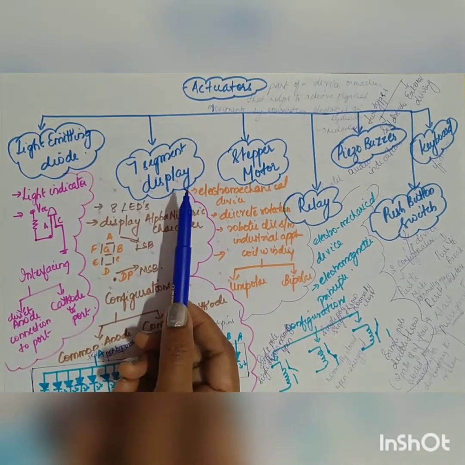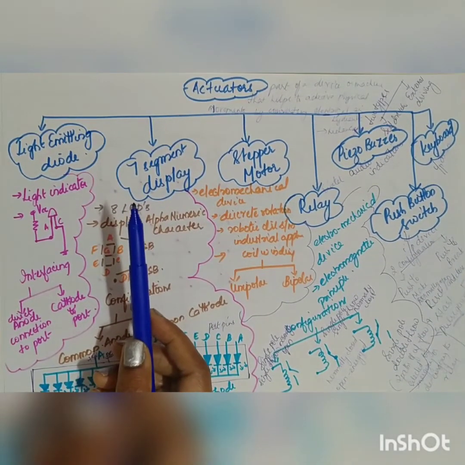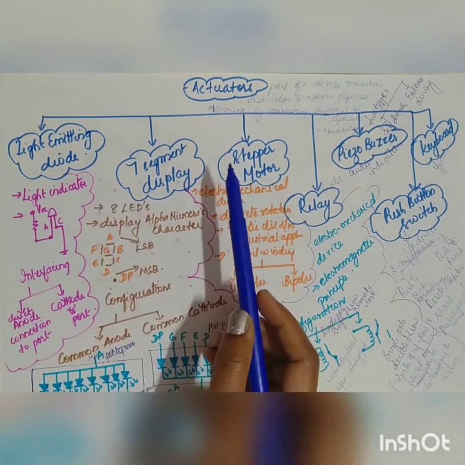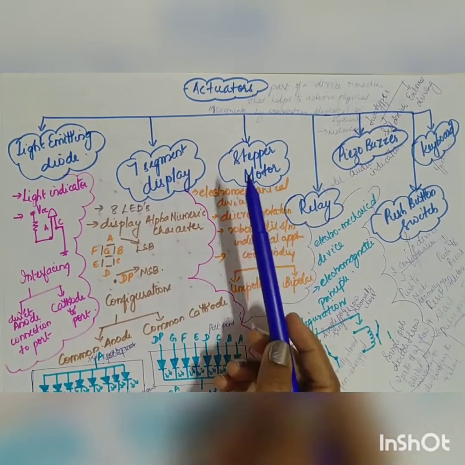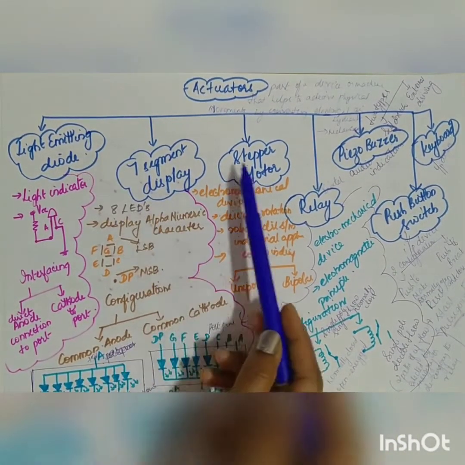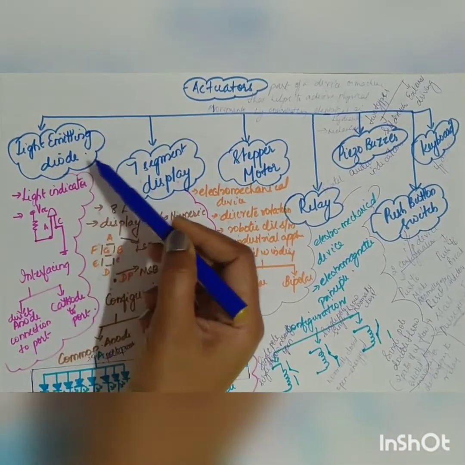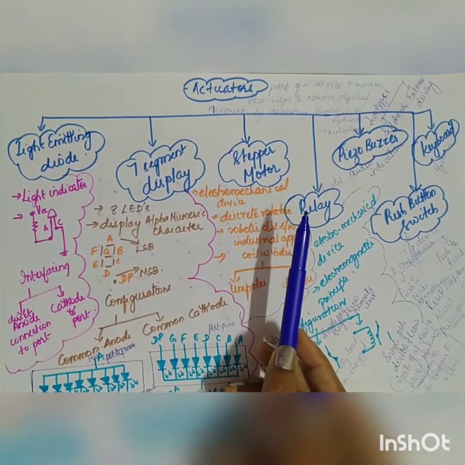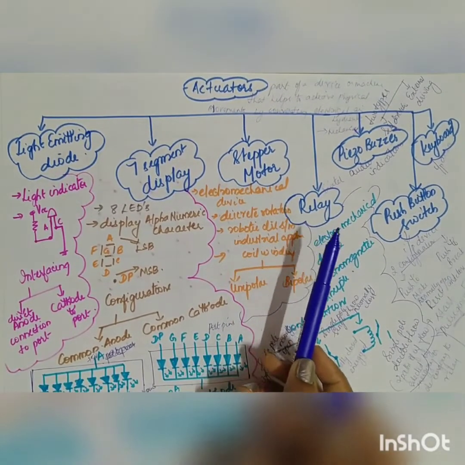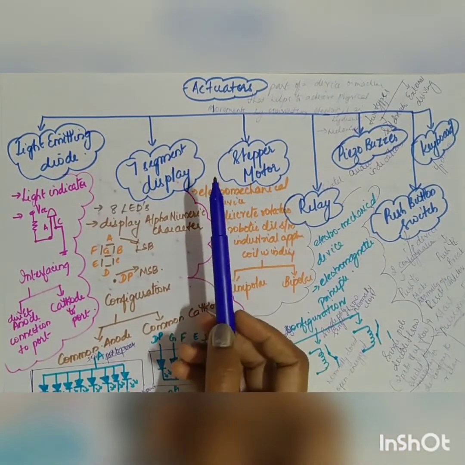The next topic in module 3 is actuators, that is IO subsystems. Under IO subsystems, you have different types of actuators. You're going to study 7 types of actuators, such as light emitting diode, 7 segment display, stepper motor, piezo buzzer, relay, push button switch, and keyboard.